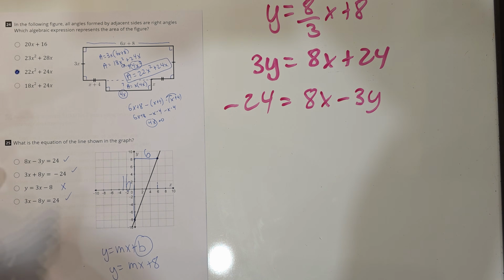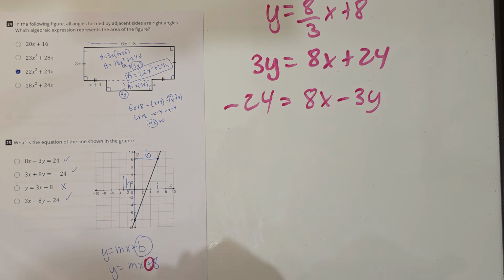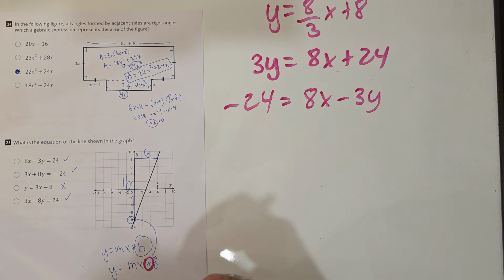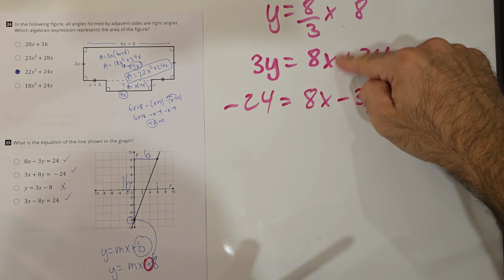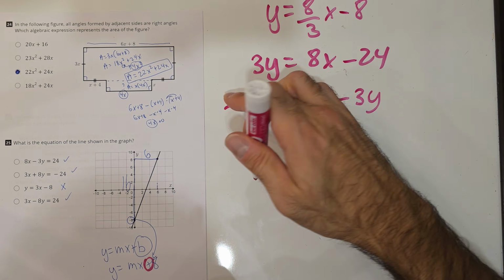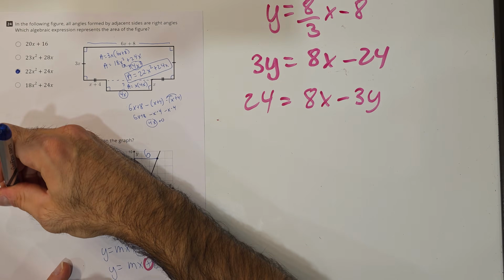It does not. Something's wrong. And that thing is this. Mistake right from the beginning. This is a negative 8. Negative 8. Terrible, terrible, terrible. So this is negative, which makes it positive. And now I know for sure 8x minus 3y is 24. It's this one.